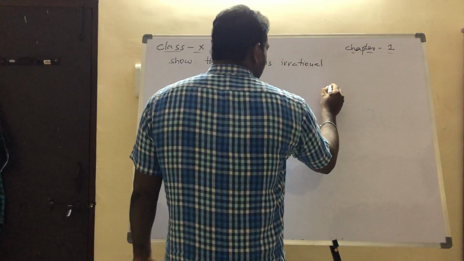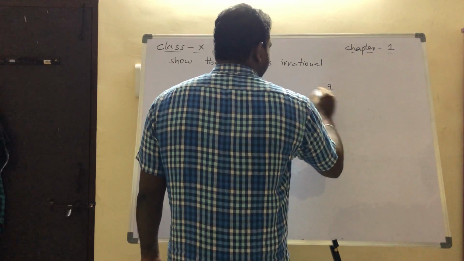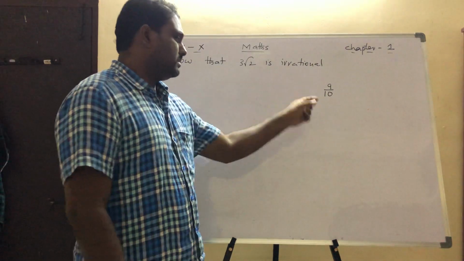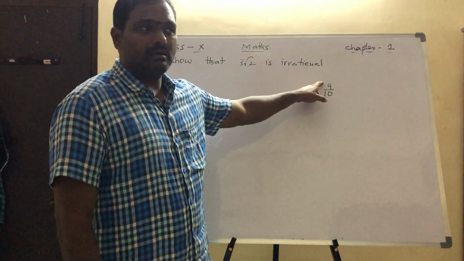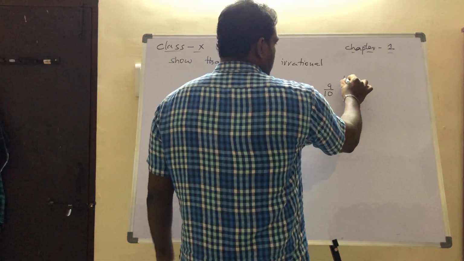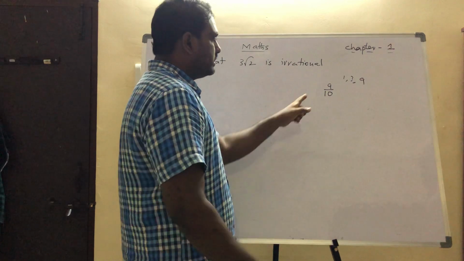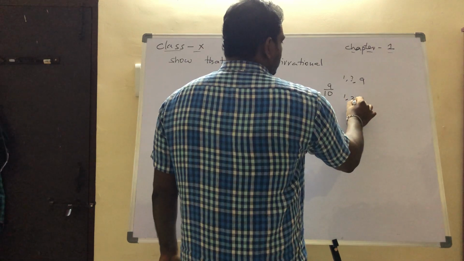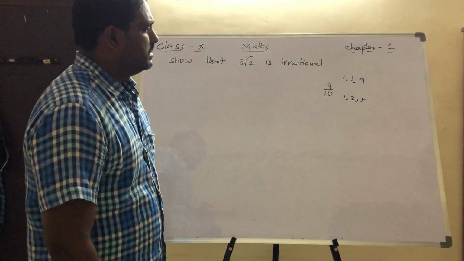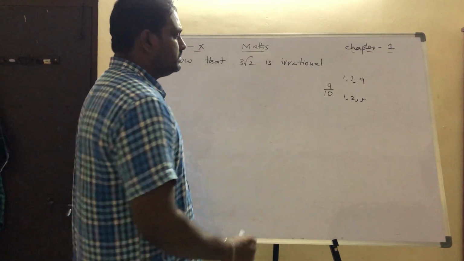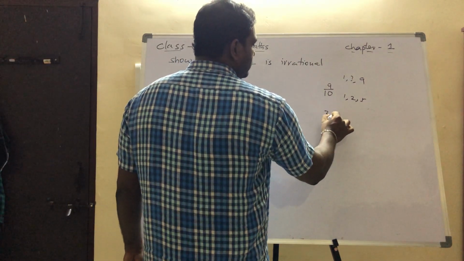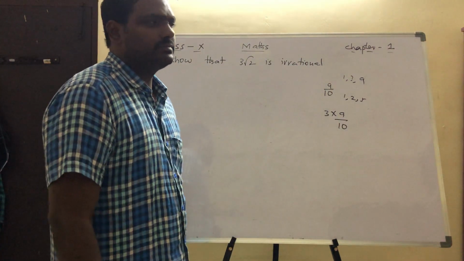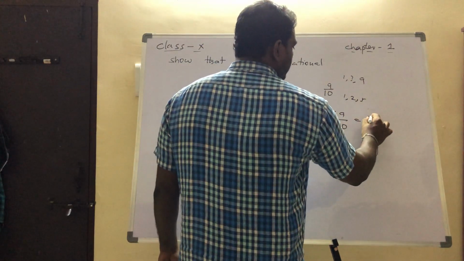Look at this example, 9 by 10. Are they co-primes or not? Yes, no doubt they are co-primes. What are the factors of 9? 1, 3, 9. And what are the factors of 10? 1, 2, 5. Now what I'll do is multiply the numerator with 3. So what happens? 3 nines are 27 by 10.